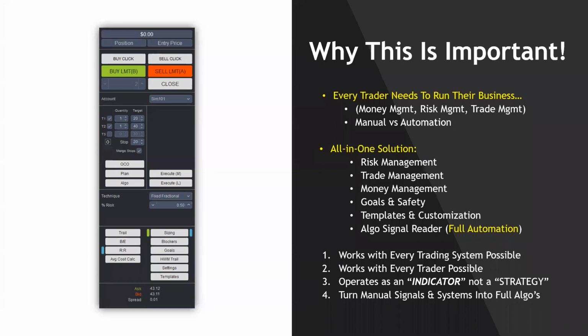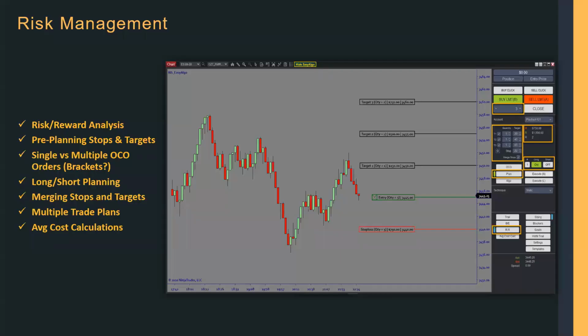Okay, so let's talk about risk management. What we're able to do with this tool is we've basically rebuilt the chart trader inside of NinjaTrader to be able to plan advanced risk and reward analysis. We can pre-plan your stops and targets. You can set multiple or singular bracket orders. You can plan long and short positions. We can merge your stops and targets so that if you're scaling into trades, you can scale into positions. You can create multiple trading plans, and you can also run average cost calculations so that if you're trading executions at different levels, we can do that. What I want to do is go and show you examples of what that means.